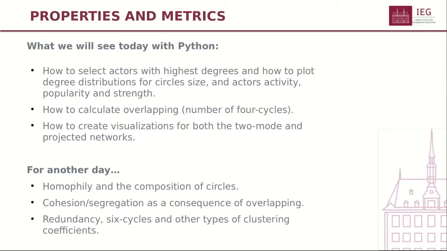Some other topics that we will not discuss here because of time, of course, but we can certainly discuss at some point. Again, homophily in the composition of circles, the cohesion and segregation effects due to overlapping, related to community formation as well, which is really interesting, and clustering measures such as redundancy that we mentioned here, and others such as six-cycles.